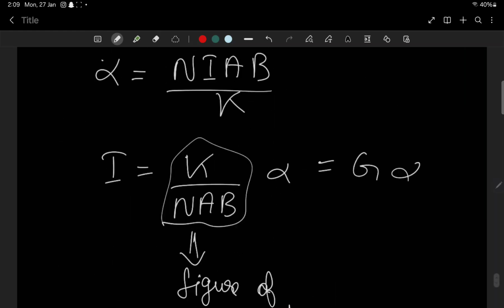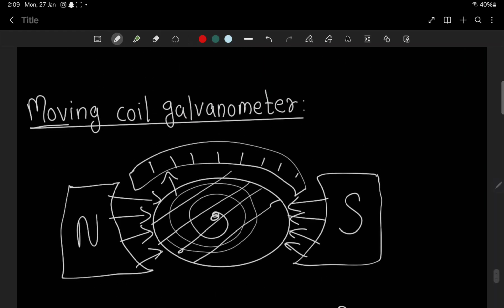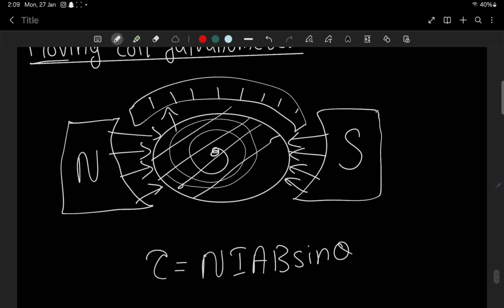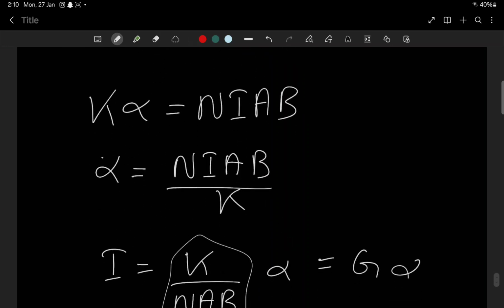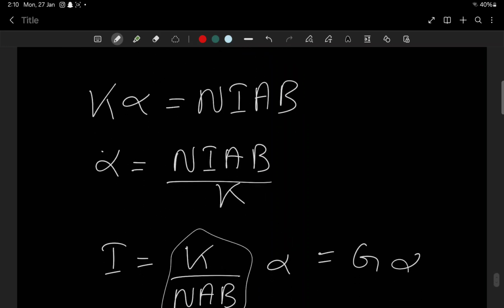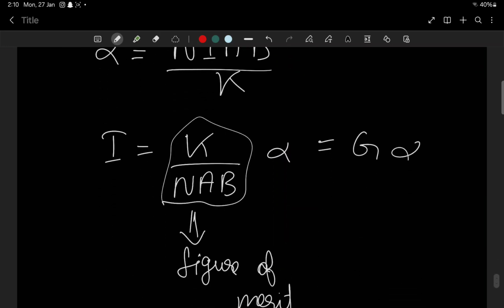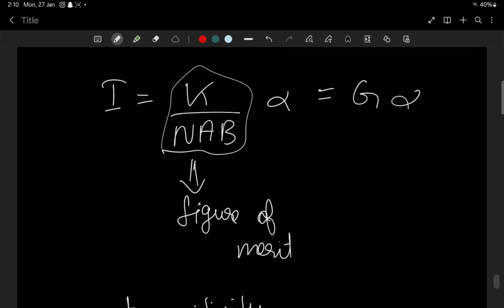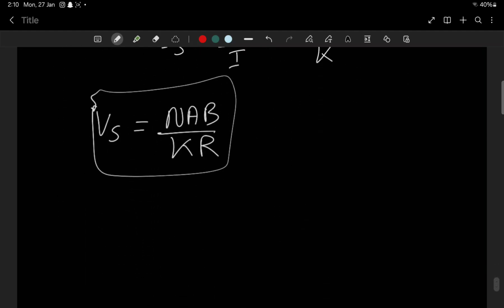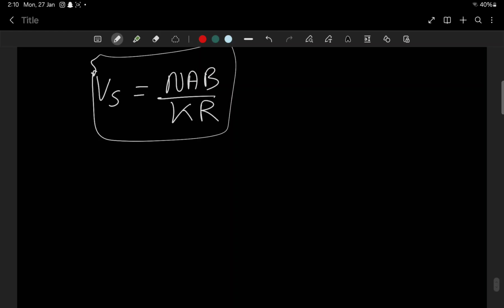Very simple. Only this much is there for the galvanometer. What is the principle? A current carrying coil placed in a magnetic field experiences a torque, and the magnitude of the torque depends on the magnitude of current. Just that is the principle. This is the only important thing from here. So by this, the chapter magnetism and matter comes to an end.